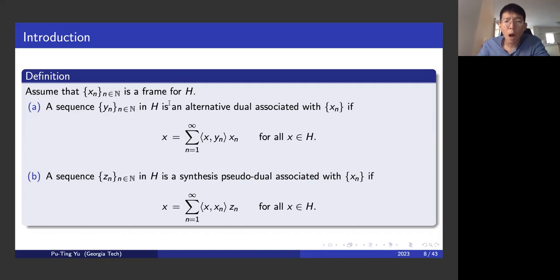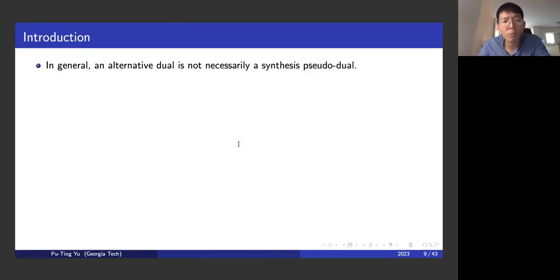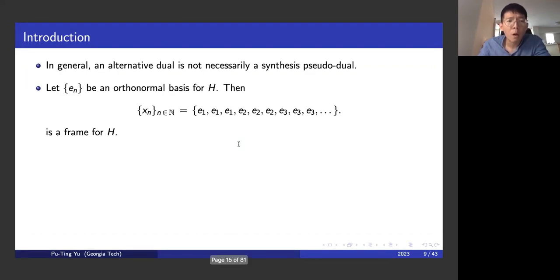So in general, these two notions are not equivalent, but if they are Bessel sequences, then these two notions are equivalent. So let me give you a quick example. Once again, let me use en to denote an orthonormal basis for H. Then we can consider the frame xn by duplicating E1 3 times, E2 3 times, and En 3 times to get the frame. So this is a frame with an upper frame bound and a lower frame bound as well.